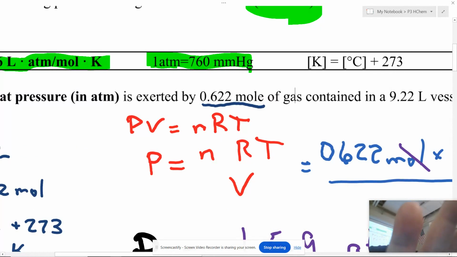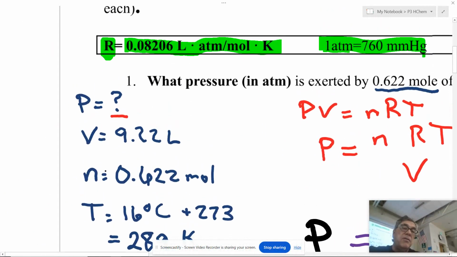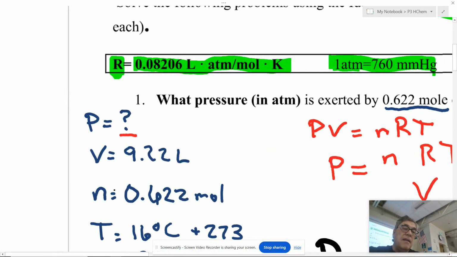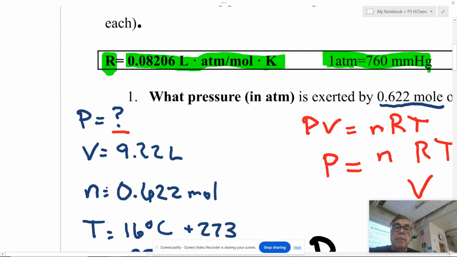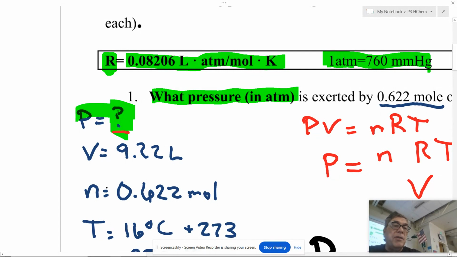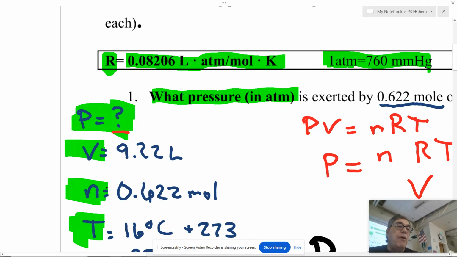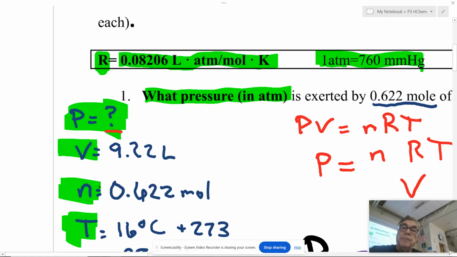So here is the first problem. This is where you're going to be starting to solve this kind of problem. From the description in the problem, it says, what is the pressure? So I'm going to put a question mark there. I'm also going to write pressure, volume, moles, and temperature. Remember, you get a point for organizing your data like this. I think the easiest way is to write it clear over here to the left. That's how I start my problems.